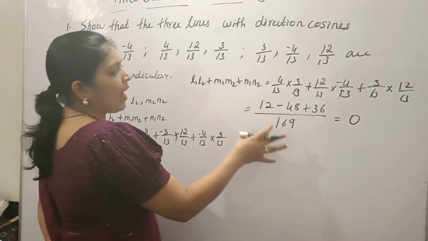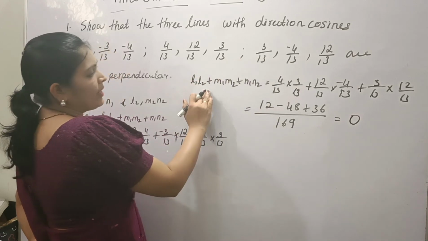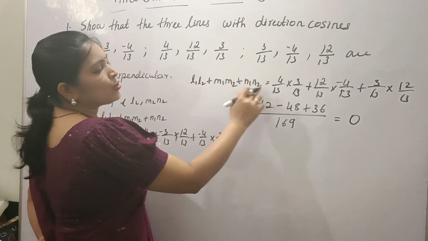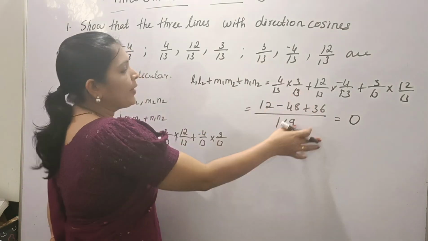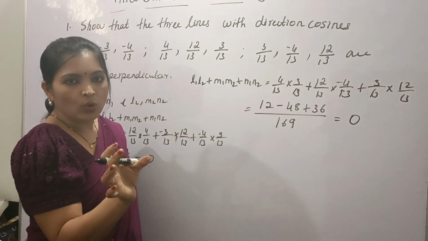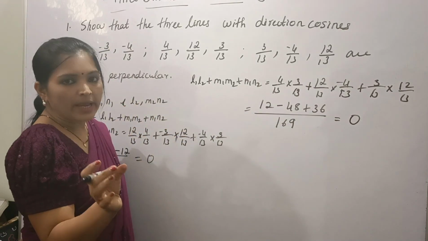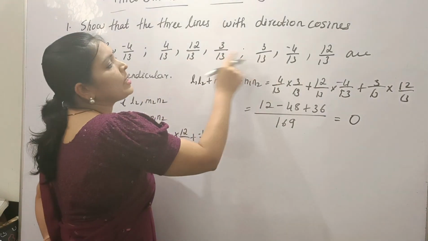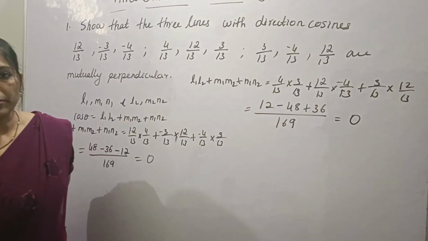So we have got l1 l2 plus m1 m2 plus n1 n2 equal to 0 from these two lines. That means cos theta is equal to 0. Therefore theta is equal to 90 degrees. Therefore we can say these two lines are perpendicular.